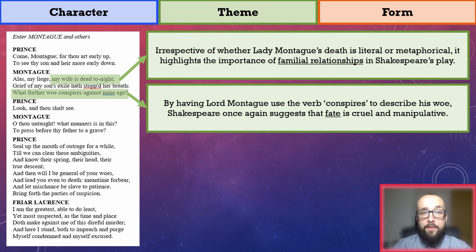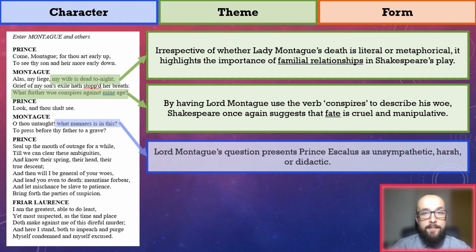Prince Aeschylus tells Lord Montague to look at the 3 dead bodies, which prompts Lord Montague, who is shocked by what he has seen, to question Prince Aeschylus's manners. His question therefore presents Prince Aeschylus as quite an unsympathetic, harsh or didactic character, for he has bluntly shown Lord Montague his son's dead body and has not tried to soften the situation in the slightest.